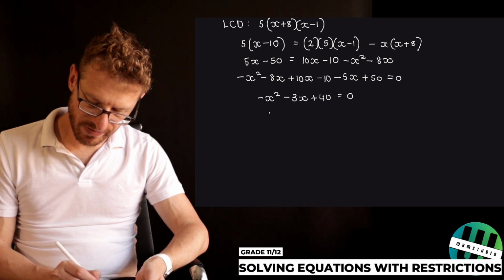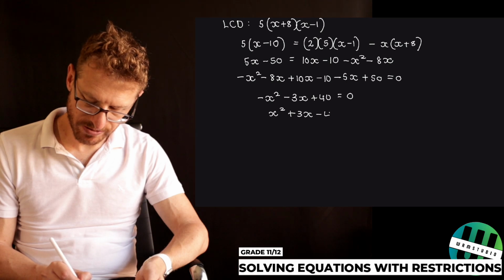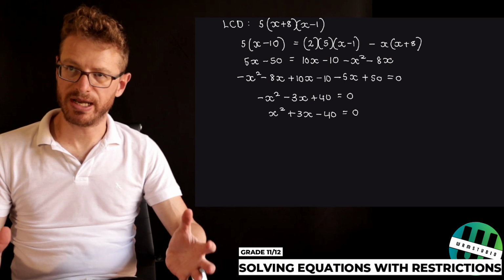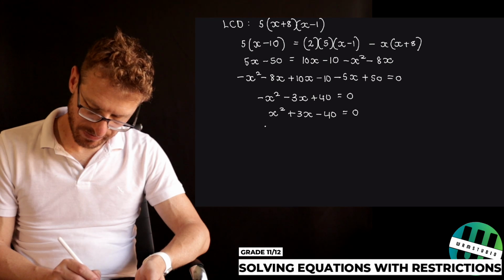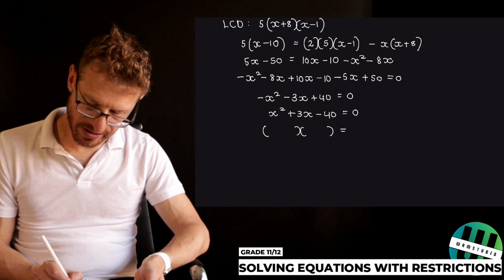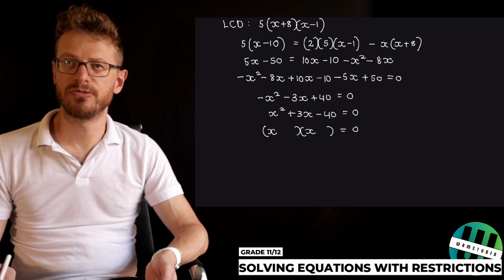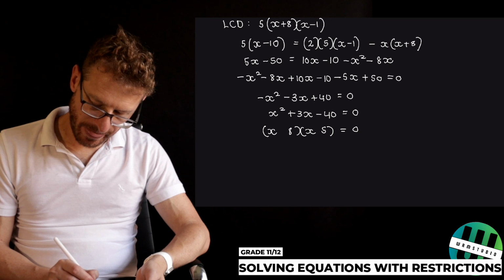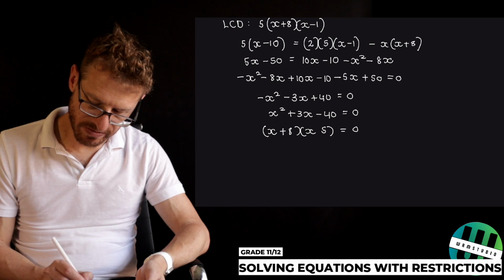Getting rid of my negative in front of my x squared. We don't want a negative, so these signs will change. And there I have what I now need to factorize once again. Factorizing this, all right, so 40 factors, that's going to get me to 8 and 5. 8 and 5 would get me to 3. 8 times 5. And it needs to be plus 8 minus 5.